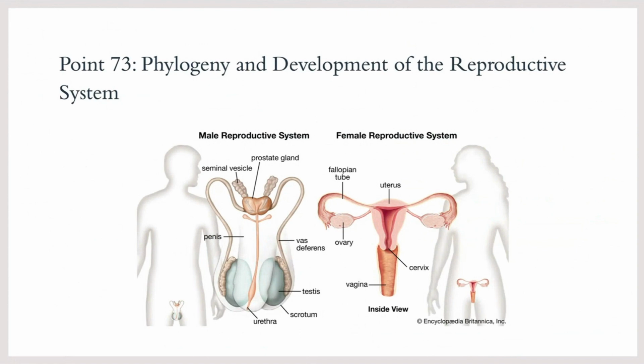Okay. So this is the last part of phylogeny and development that is in the syllabus, and of course that we'll be discussing today. So this is to do with the reproductive system.